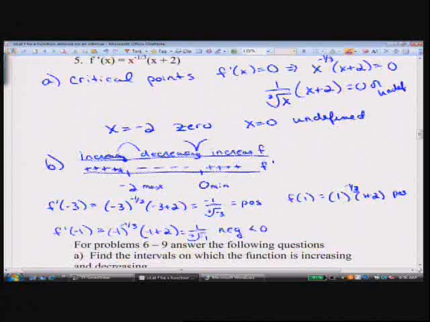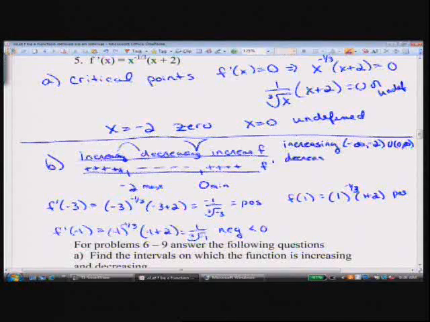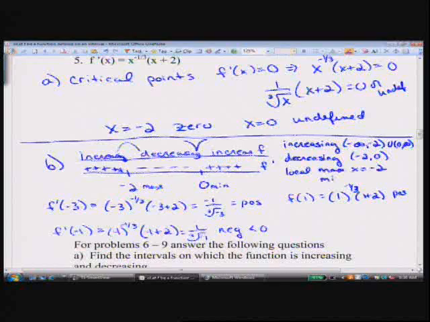Okay? So we would say for this function that it's increasing on the interval from negative infinity to negative 2, union 0 to infinity. Then we would say it's decreasing between negative 2 and 0, and we would say that we have a local max at x equals negative 2 and a local min at x equals 0.